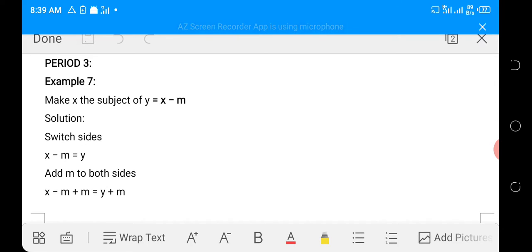And in this period, we are going to look at more examples on change of subject of formula. Now, let's continue with the examples.